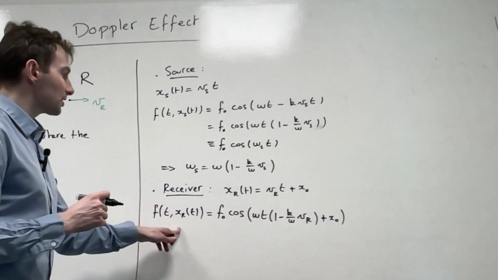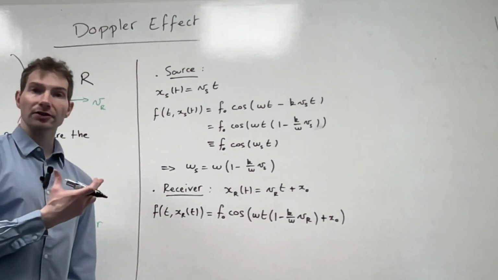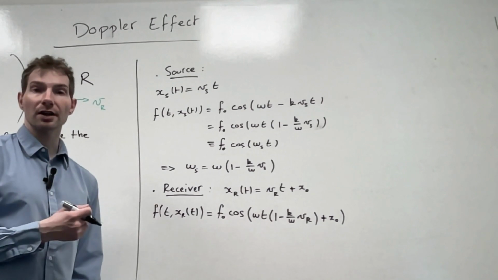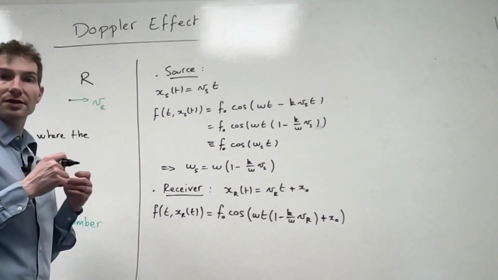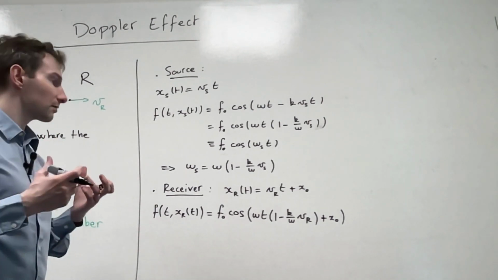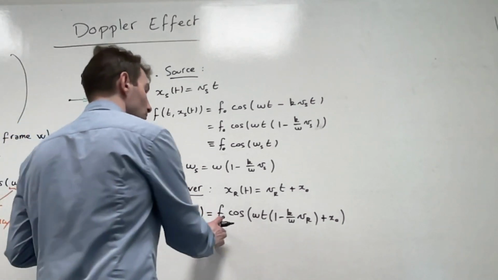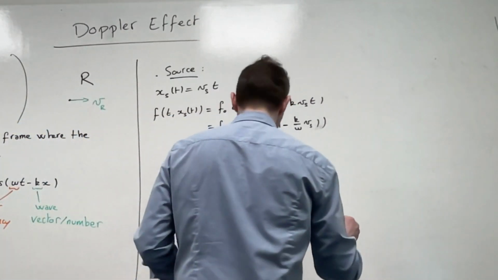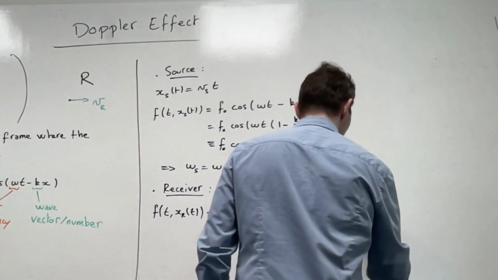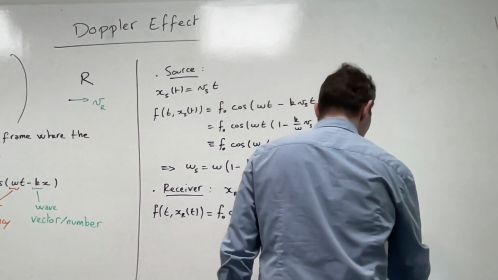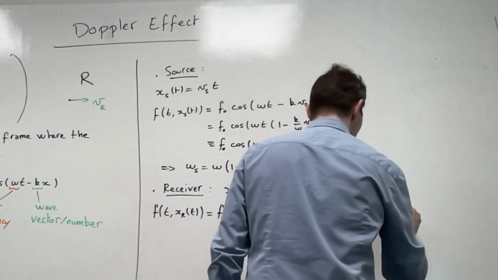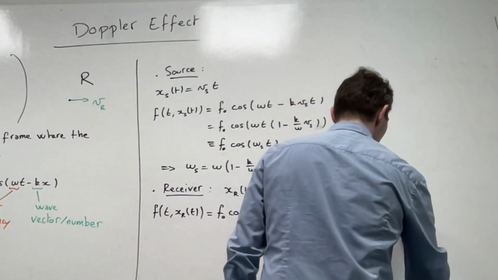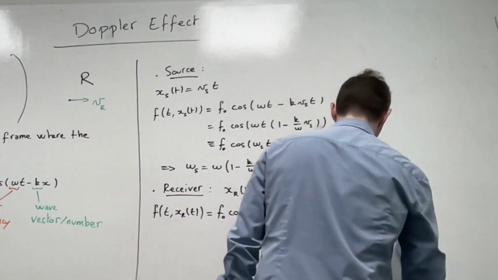Because this is related to the received frequency, the receiver itself is simply receiving. So essentially what I have is that I can equate that to being F0, and then that's going to be cosine of omega_r t.